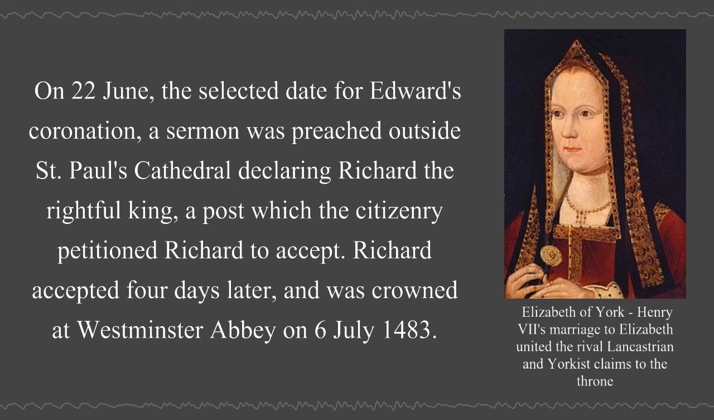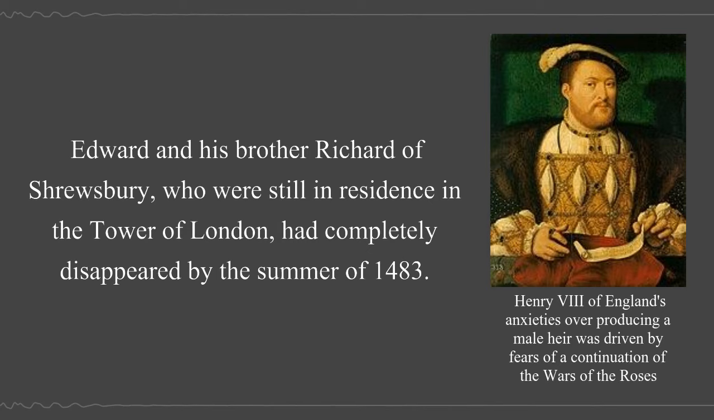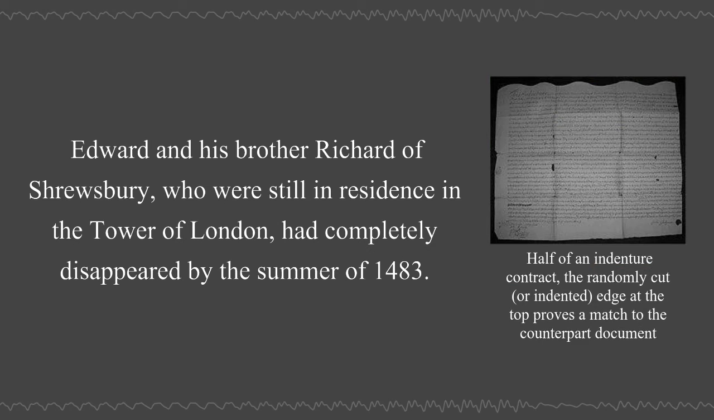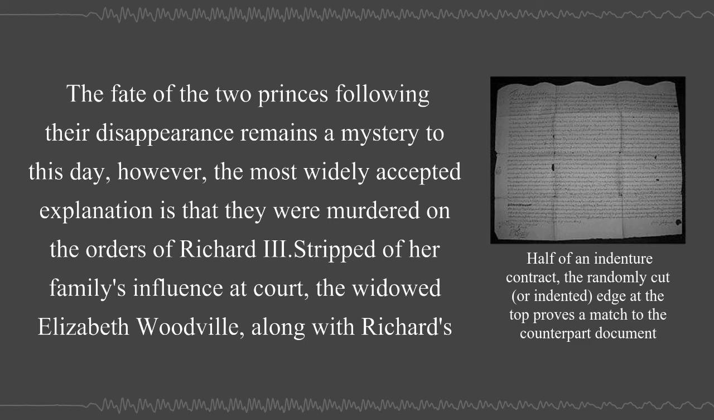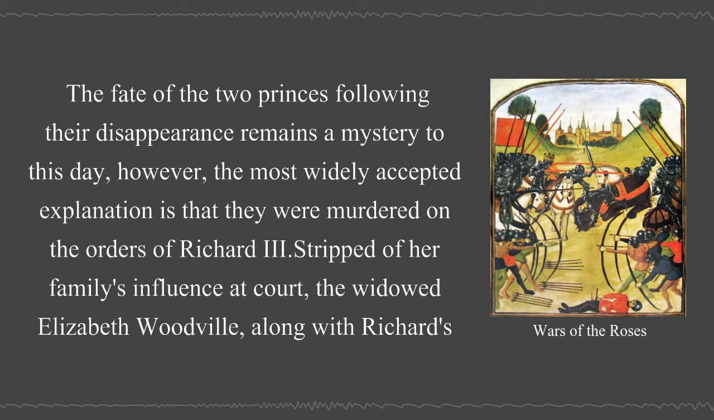Edward and his brother Richard of Shrewsbury, who were still in residence in the Tower of London, had completely disappeared by the summer of 1483. The fate of the two princes following their disappearance remains a mystery to this day, however. The most widely accepted explanation is that they were murdered on the orders of Richard III.